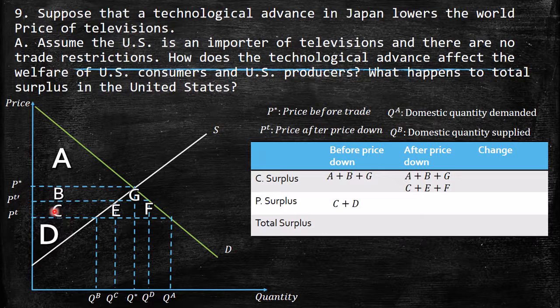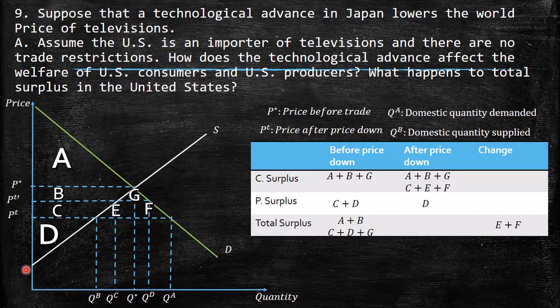As you notice, C is kind of transferred from producers to consumers, and E and F are created given the technological advance. So producers are even worse off. Remember, every time the price goes down, producers usually get worse off and consumers get better off. So you have here now G instead of C and D, and instead of the free trade condition B, C, D, which was at the very beginning.